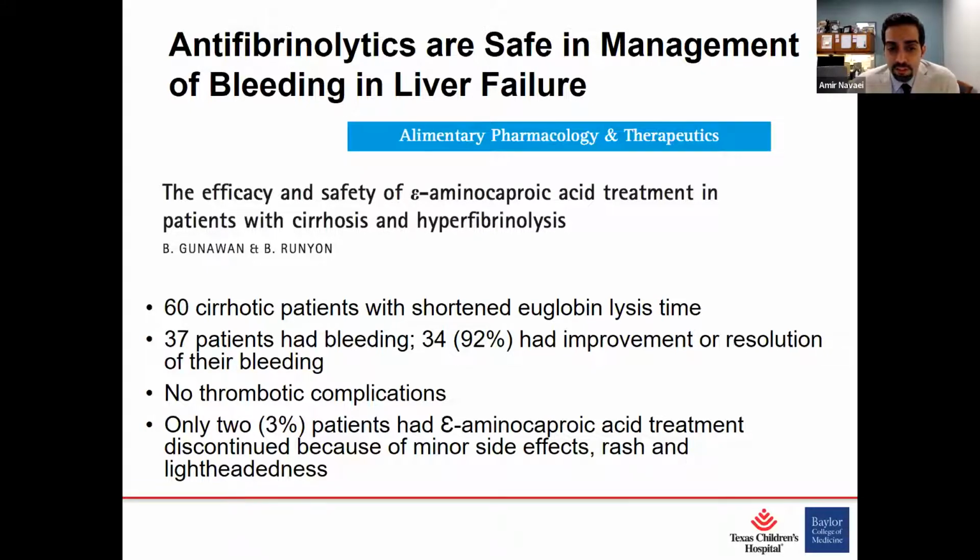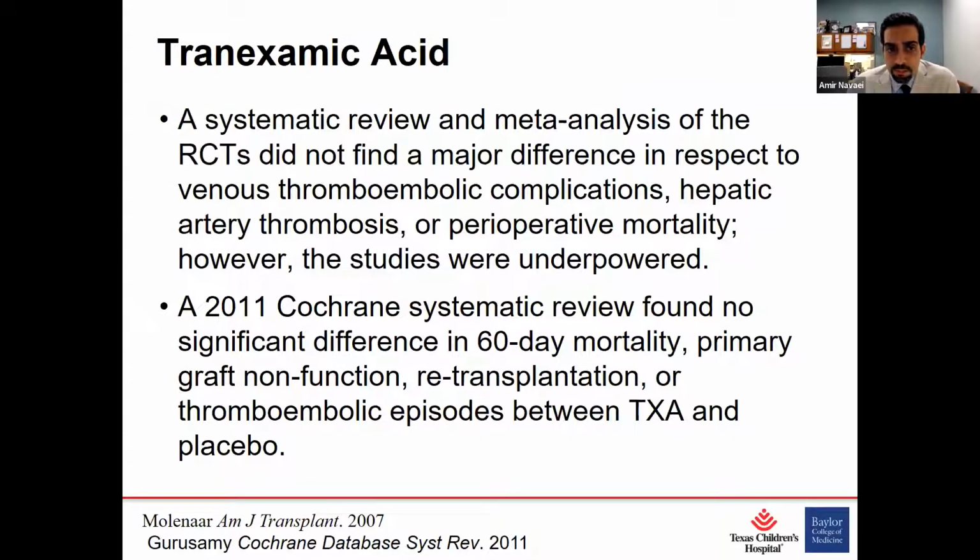In this study, they looked at cirrhotic patients with shortened euglobulin lysis time. This is an older test that has been used to demonstrate fibrinolysis. It was demonstrated that there were no thrombotic complications, and there was an improvement in resolution of bleeding in these patients. About 92% of patients who had bleeding had resolution. So it's important to know that this is an option that we can use in advanced liver failure when they have significant bleeding. Tranexamic acid was studied in the setting of intraoperative use for liver transplant patients.